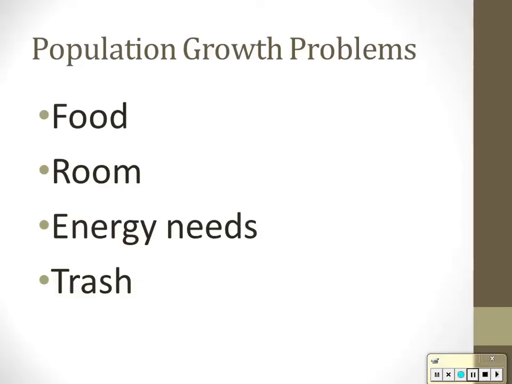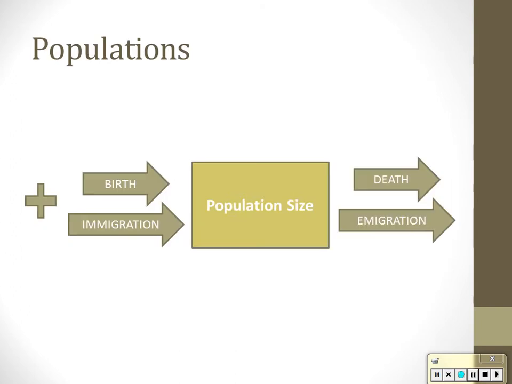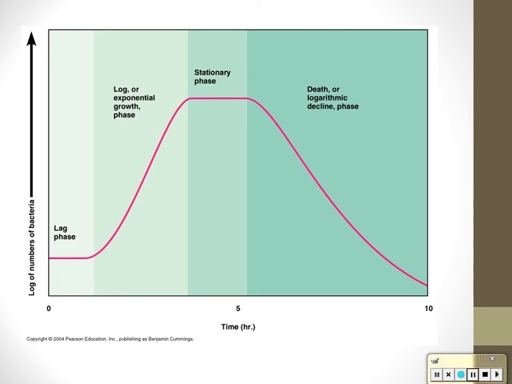Let's talk about lag and log. So let's go back to this. It's a lot easier to see how populations are affected through something that grows and reproduces very quickly. So let's look at bacteria. They grow and reproduce very quickly. And what you have is a graph that looks like this, and it's the bacterial growth curve.